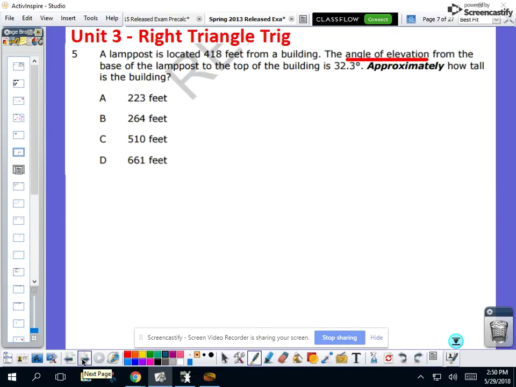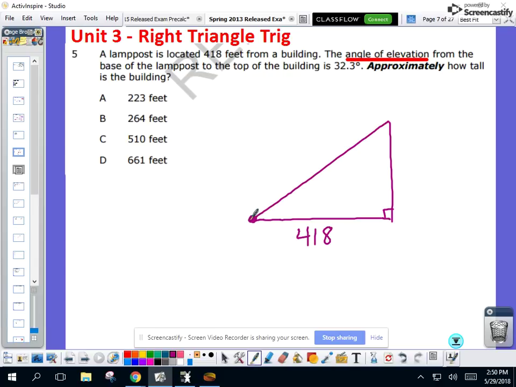Question 5, this one comes from Unit 3, Right Triangle Trig, which happens to be my favorite unit. This one's talking about a lamp post being located 418 feet from a building. So here's that nice distance, 418 feet. I guess this would be the lamp post over here, and here's the building. Very exciting. The angle of elevation from the base of the lamp post to the top of the building is going to be 32.3 degrees.